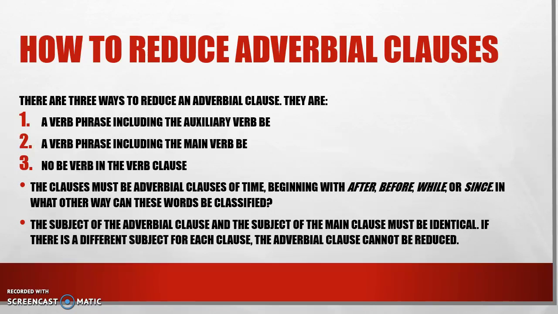How to reduce adverbial clauses. If you'll recall, there was a trouble spot earlier about reducing relative clauses. We'll see that the process is similar here. So there are three ways to reduce an adverbial clause: if there is a verb phrase including the auxiliary verb be, if there is a verb phrase including the main verb be, and if there is no be verb in the verb clause.